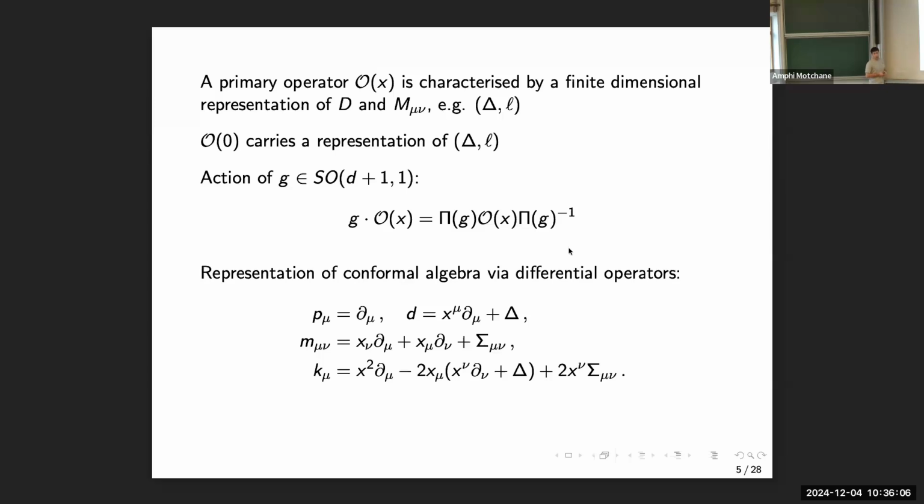Then we want to know how to act with conformal transformation on this primary operator, O of X. We will construct this by saying that at the origin we want this operator to carry a representation of this Delta and L, so of this dilatation and rotation, and then we want to act on them in the usual way with an element of our conformal group, which is by the adjoint action, which is the following.